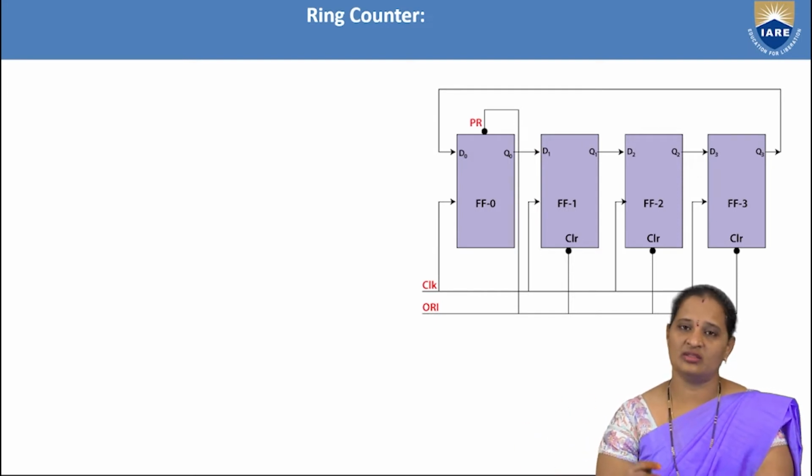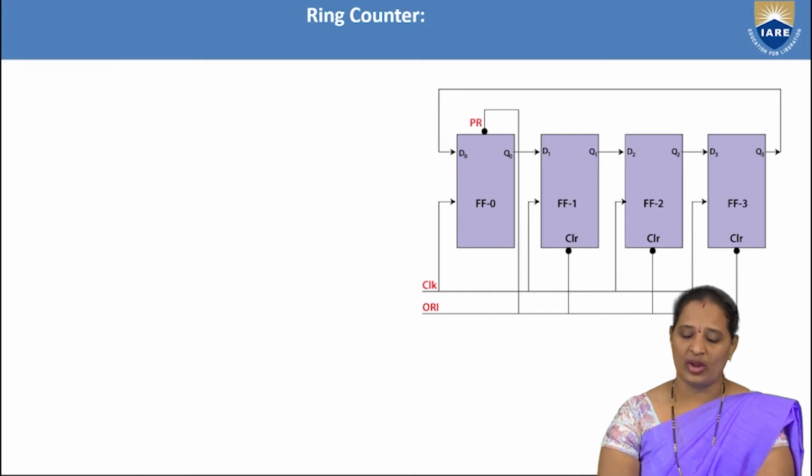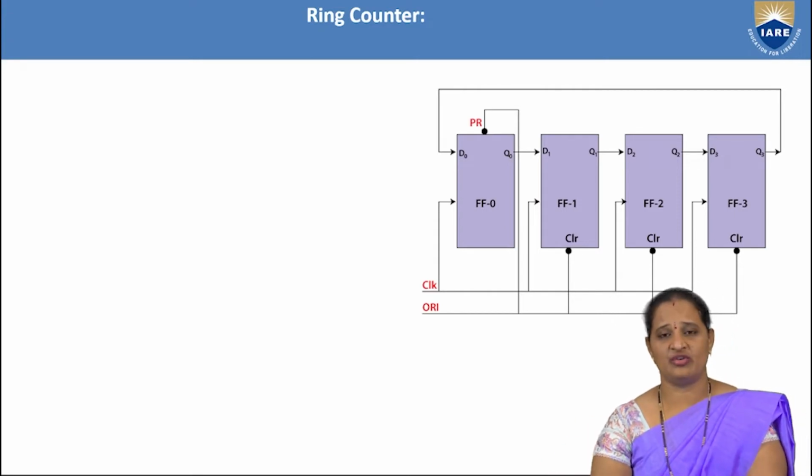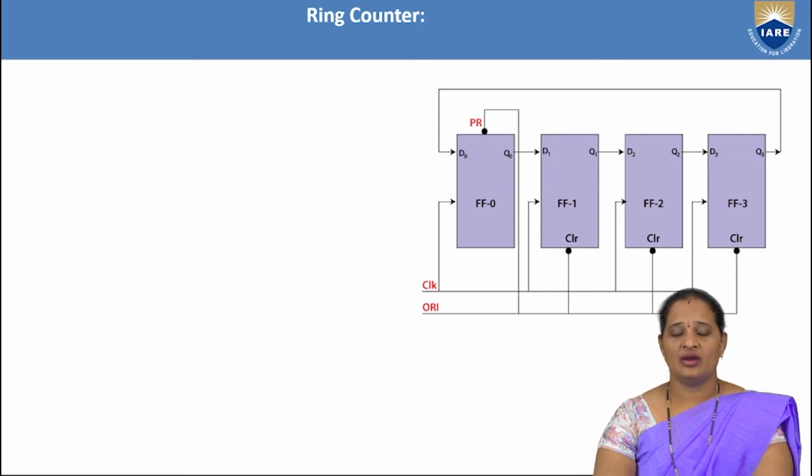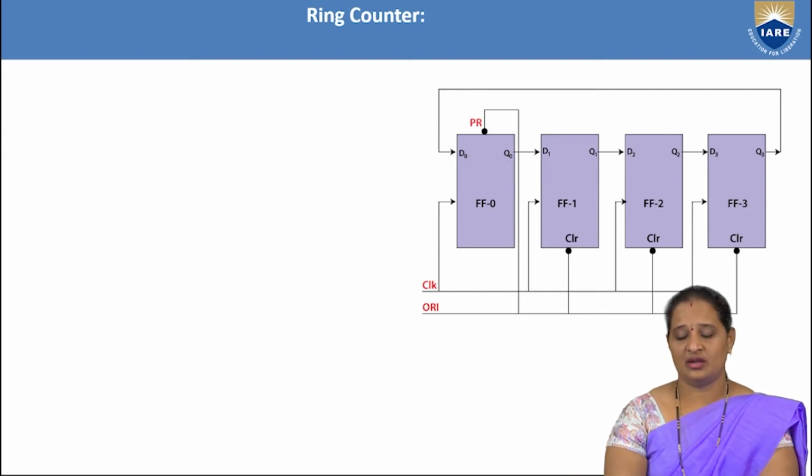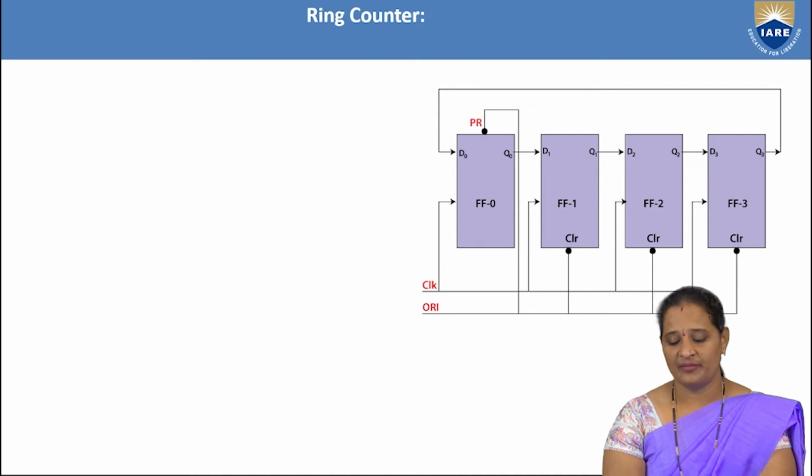If the data is 1, the next state of the D flip-flop is 1. So that is a basic operation of the D flip-flop. Now here we are looking at the block diagram of a ring counter, which is a 4-bit ring counter.